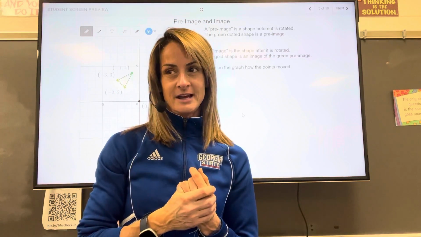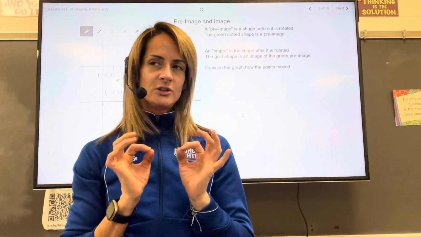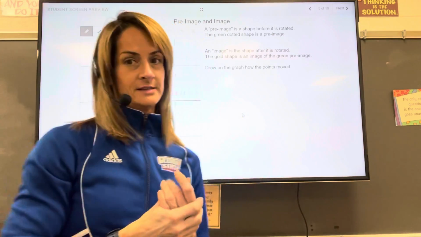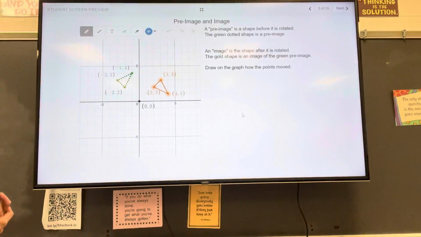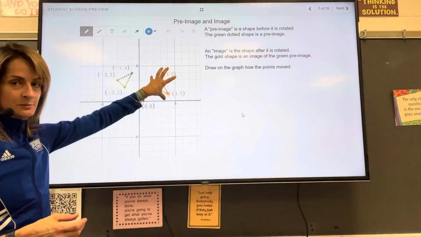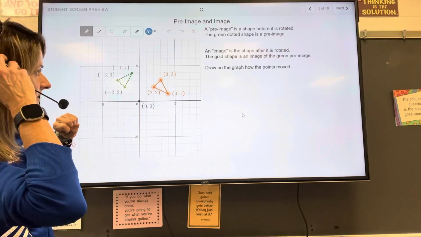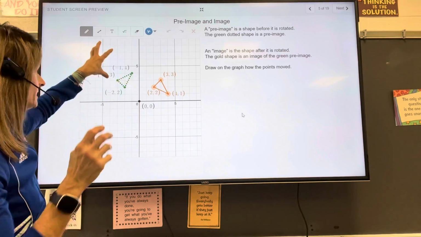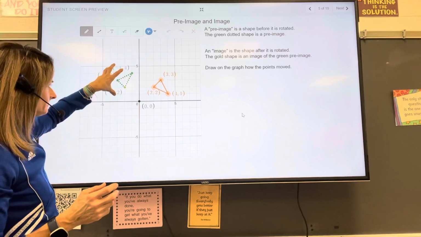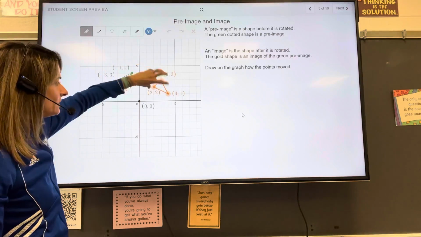Okay, so we are going to learn about rotations today. Rotations are just a little bit trickier than translations and reflections, so let's go ahead and start with the example on slide number 5. So we have a pre-image here, pre is before, and what did they say? The pre-image is the green image. Okay, so the pre-image is here, and they moved the green image to the orange image.